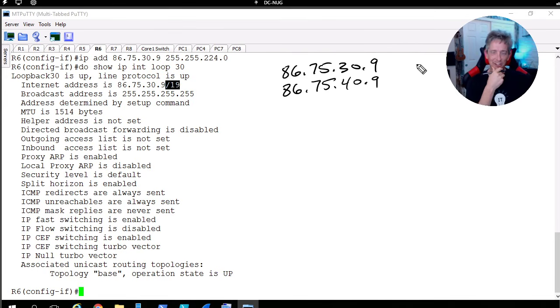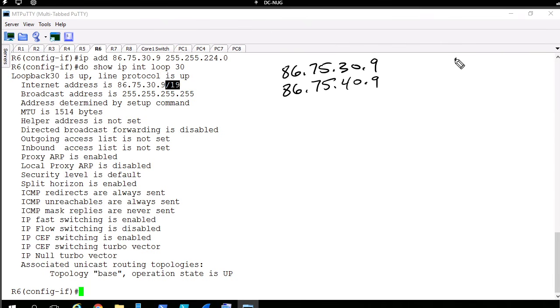And the question that I want you to consistently come up with is, what's the mask? It depends on the mask, 100% here. If the mask is only 8 bits, yeah, they're both on the 86 network. If the mask is 24 bits, no, they're not on the same network because one would think it's network 86.75.30 and the other would think it's 86.75.40. So my question for you is this.